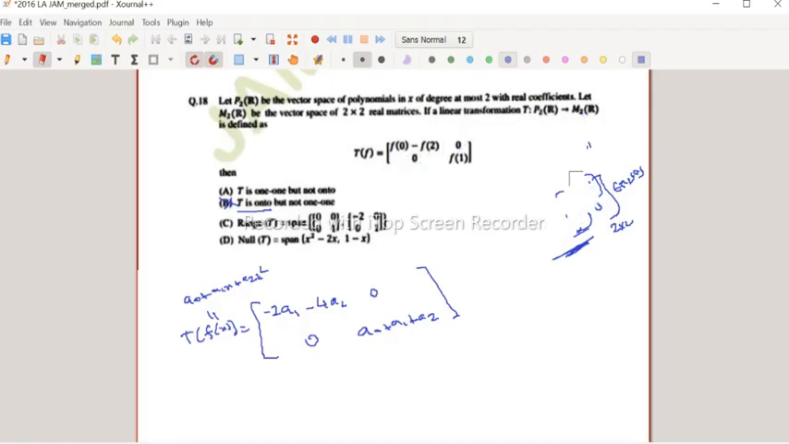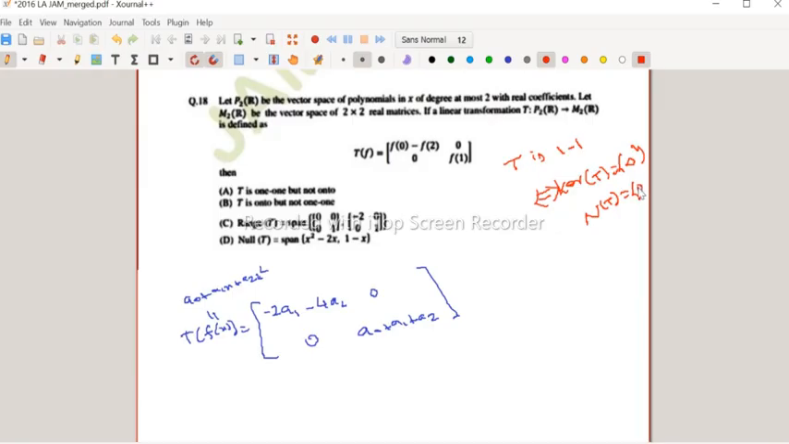Better to find the kernel. That is an easy method to check whether a function is 1-1 or not. I already mentioned that if T is a linear transformation, T is 1-1 if and only if the kernel or null space of T is the singleton zero. The null space, usually we call it N of T, but the standard notation is kernel of T.